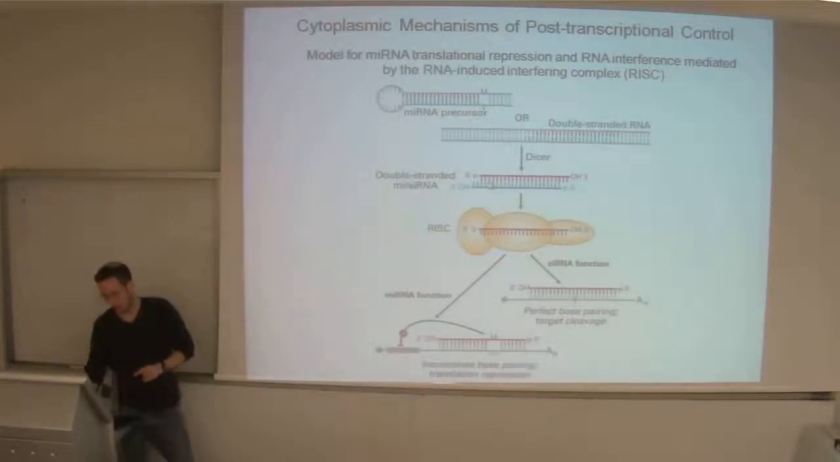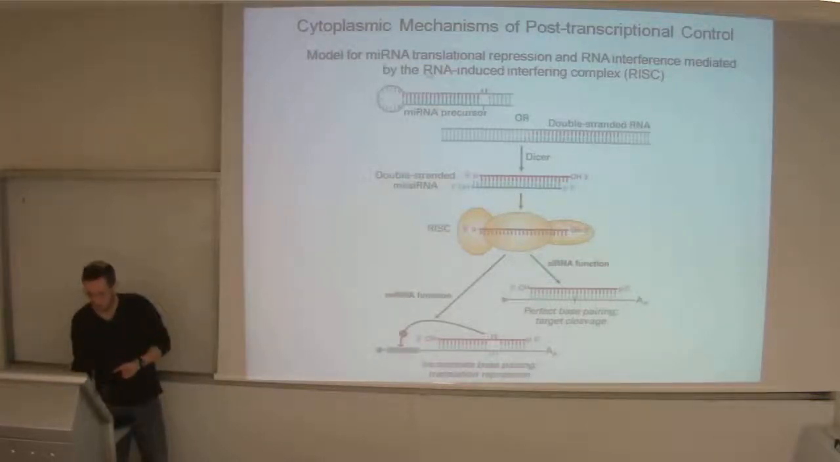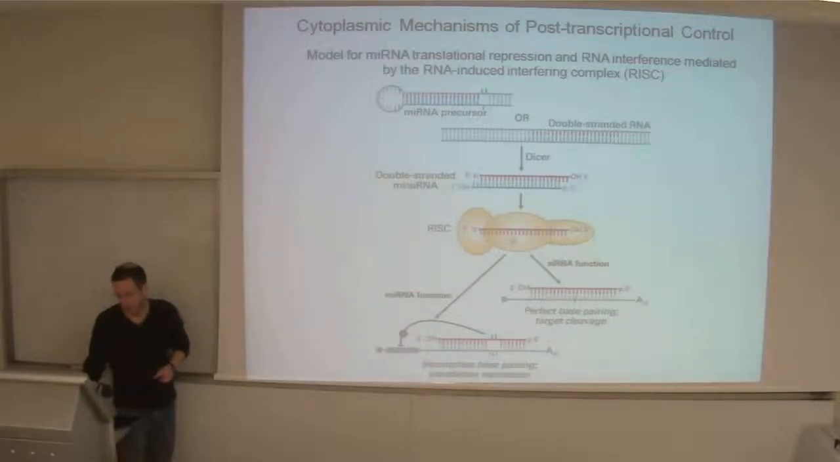Then these products are incorporated into what is called the RNA-induced silencing complex, or just RISC. Just one of the strands is incorporated into the RISC. Together with the RISC, in the case of siRNA, it completely blocks translation of the mRNA. The characteristic is perfect base pairing, which leads to target cleavage, as opposed to microRNA, which has incomplete base pairing, and which leads to translational suppression.